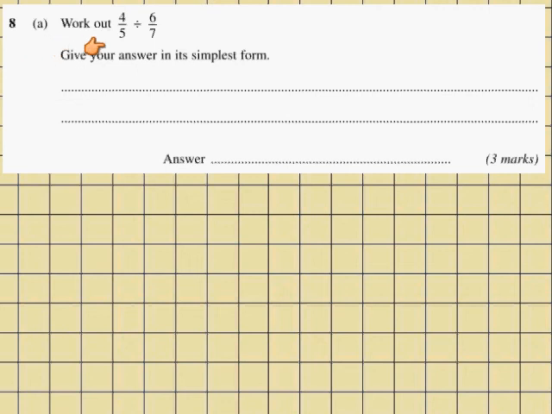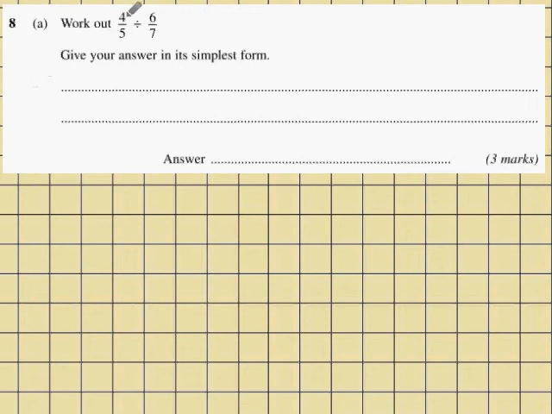Question 8a, work out 4 over 5 divided by 6 over 7. Give your answer in its simplest form. This question is worth 3 marks. Pause now, attempt the question and unpause to check your answer.